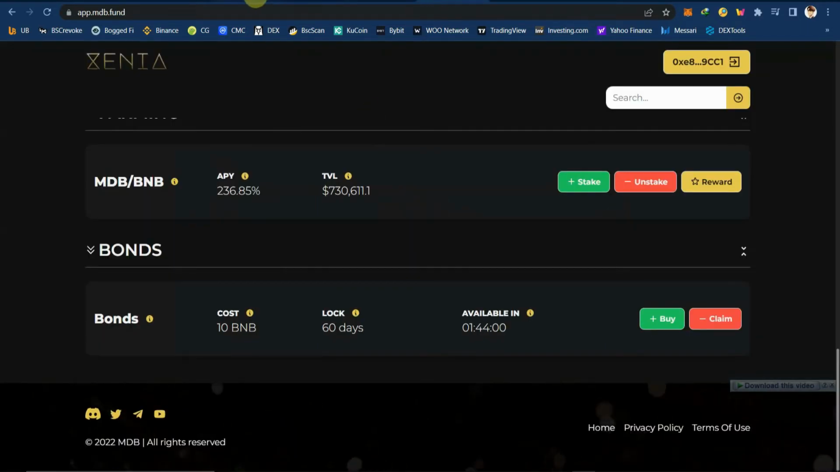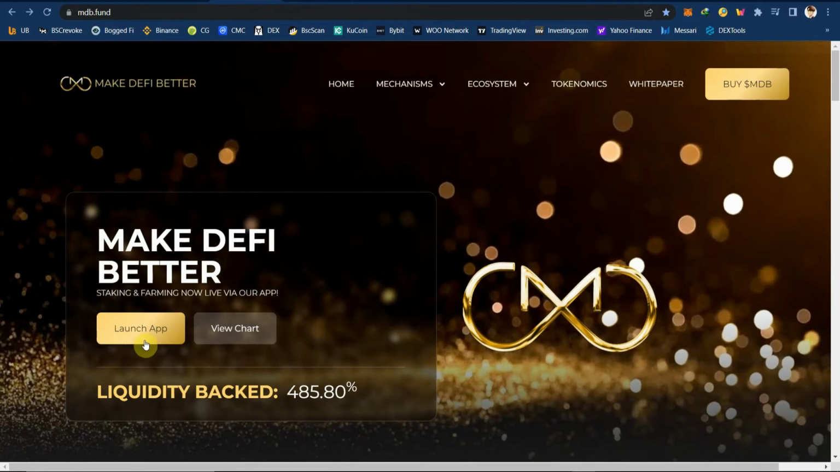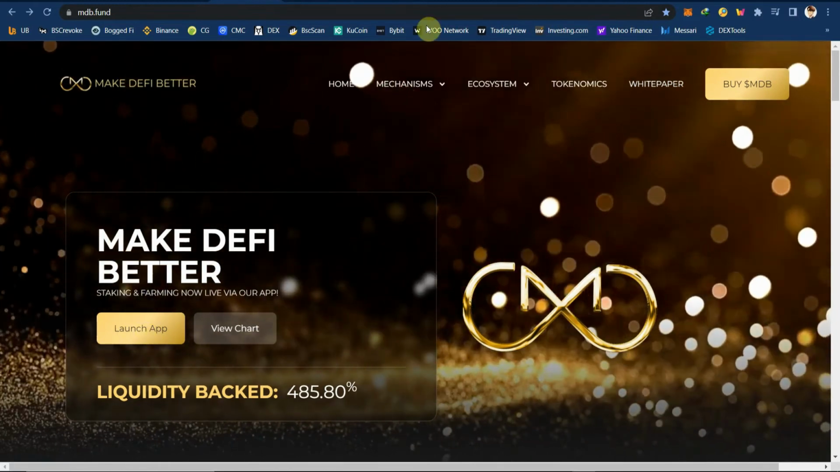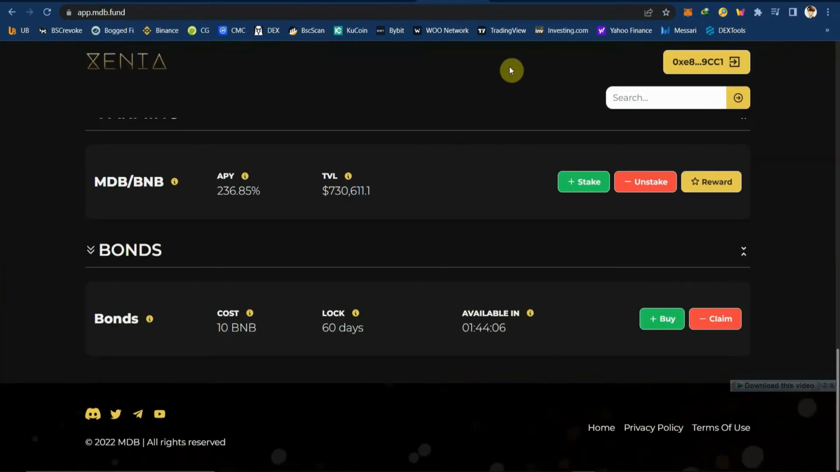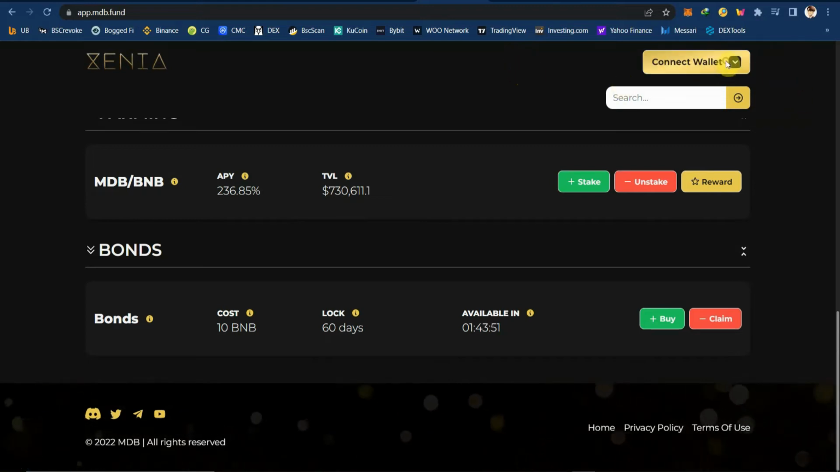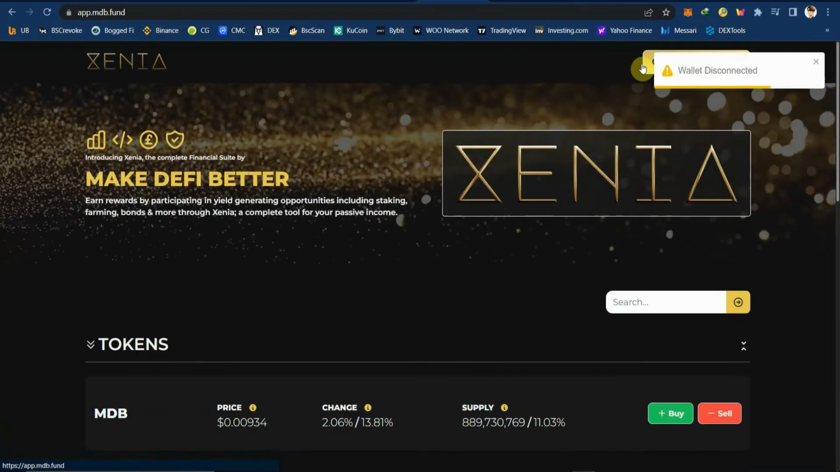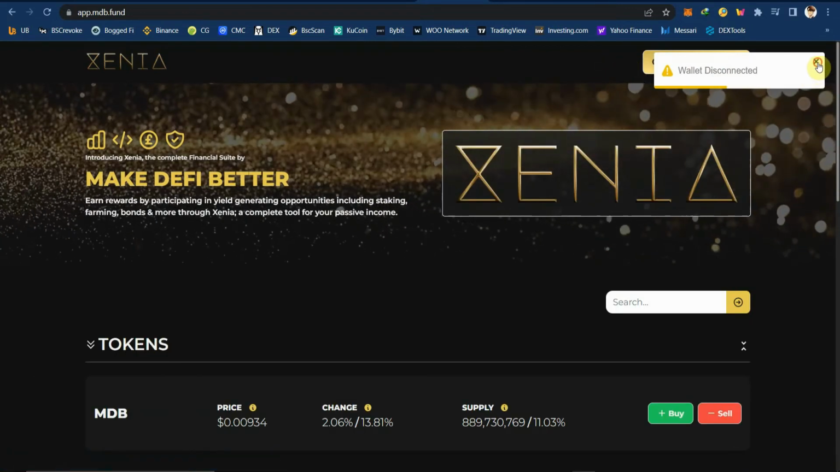So Zinnia, if you click here on launch app, you will go to Zinnia. So in Zinnia, you need to connect your wallet. I'm already connected. So I'm disconnected now. Let's connect it.